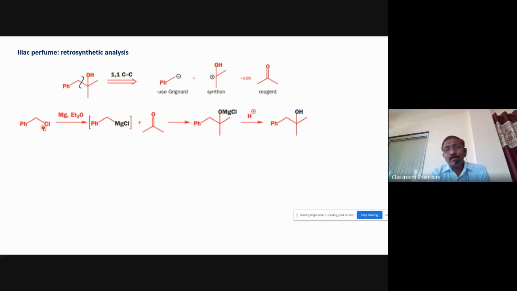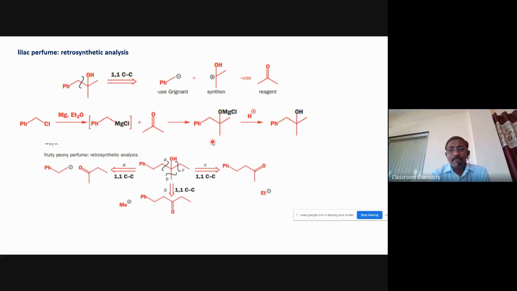Then it is a very simple reaction. This benzyl chloride reacts with magnesium in the presence of dry ether to give the corresponding Grignard reagent. This Grignard reagent reacts with acetone, and we obtain a tertiary alcohol. In this way, the lilac perfume can be synthesized by using the Grignard reagent. Now, when such functional groups are there, this is equivalent to methyl groups, and that's why it is very easy.